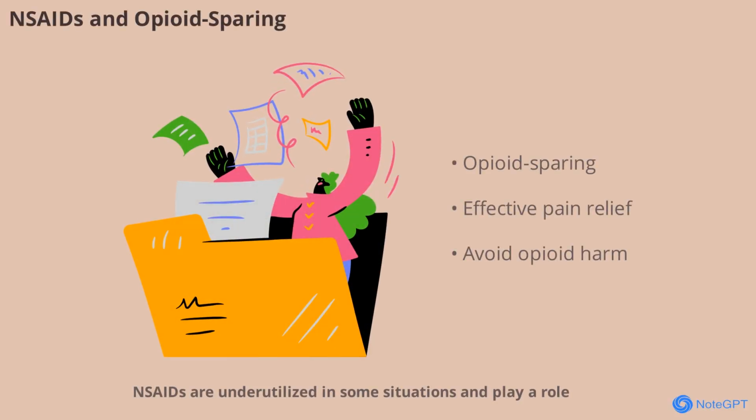NSAIDs are underutilized in some situations and play a role in reducing the burden of acute and chronic opioid use. By providing effective pain relief, NSAIDs help avoid opioid-related harm, including dependency and adverse effects. This opioid-sparing strategy is increasingly important in modern pain management, especially for musculoskeletal conditions.